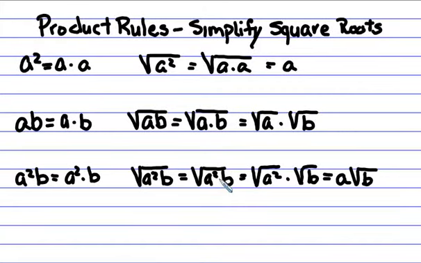Okay, this is a short video to go over the product rules and how they apply in simplifying square roots. The first thing that I want to remind you of is what a perfect square is. A perfect square is any number that has two identical integer factors.